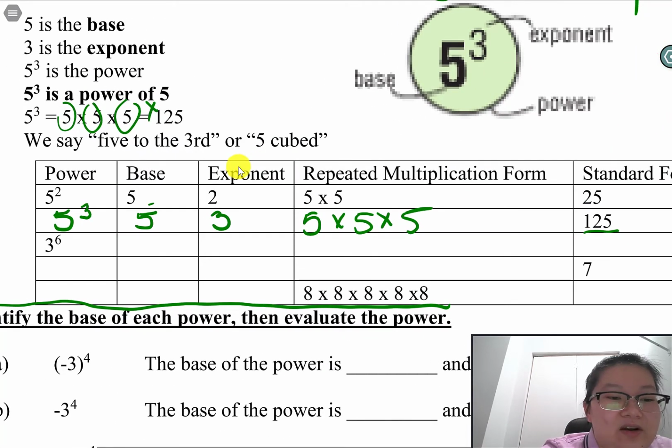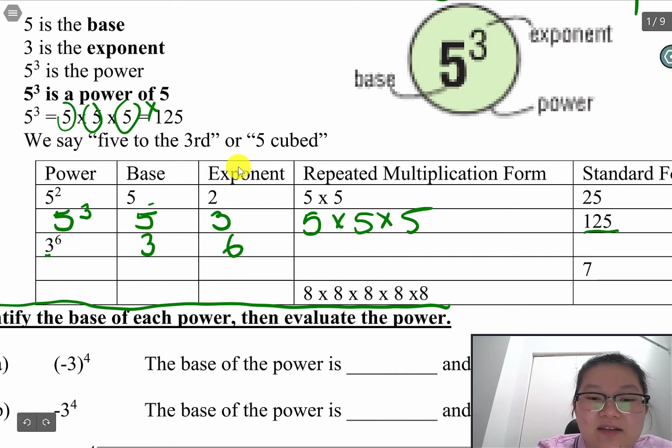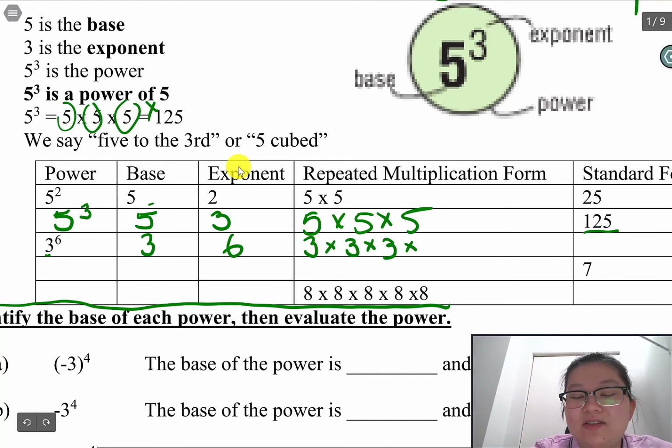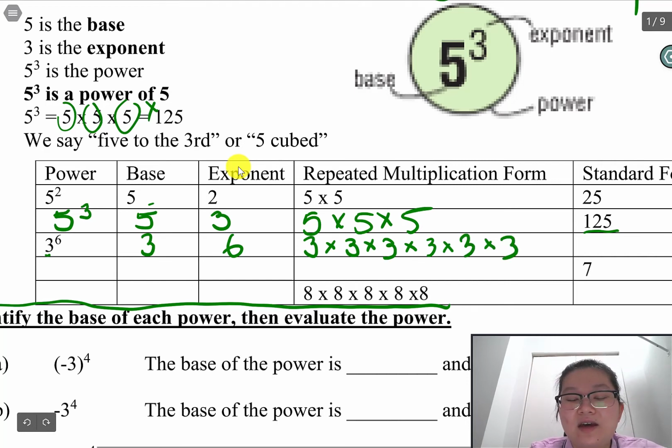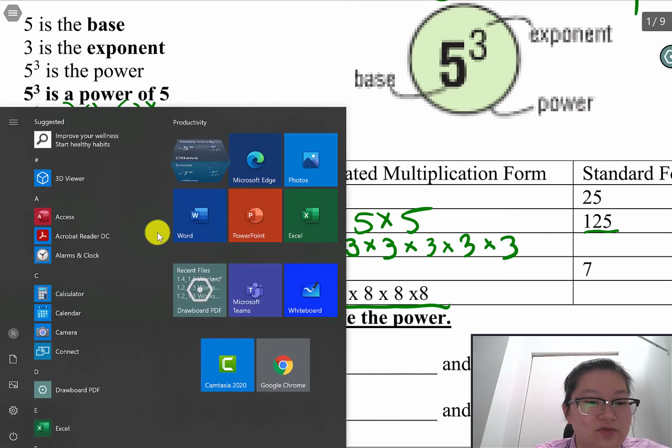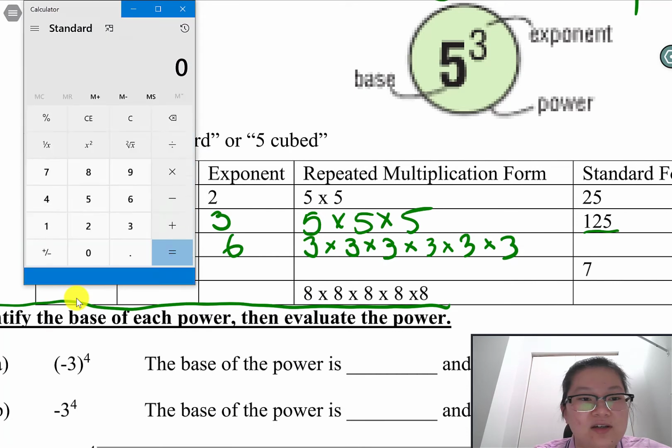The base here is the bigger number on the bottom, 3, and the exponent here is 6, meaning I'm going to take the 3 and multiply 3 six times, or have 6 3s in the multiplication sentence. So that's 1, 2, 3, 4, 5, and 6, okay? So putting that into your calculator, if I remember correctly, that's 243, we could just double check.